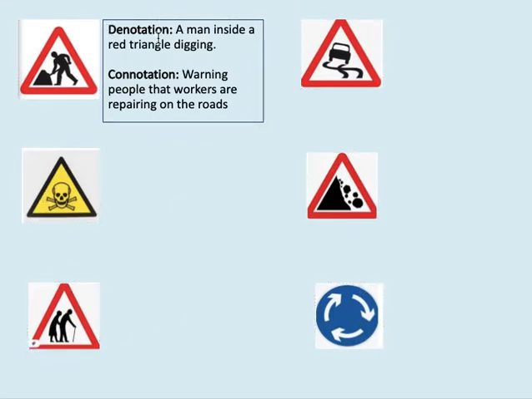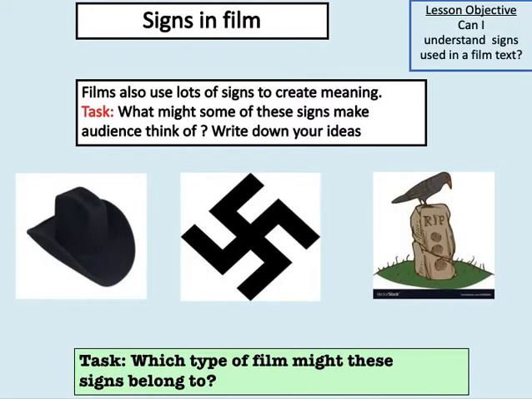So you're going to denote them and then connote them, work out the connotations. What do they mean? When you see this sign here, what's it actually telling you? Okay, so describe and then tell me the meaning. So you've got 5 of those to do. And that's going to set us up for looking actually at signs in films.